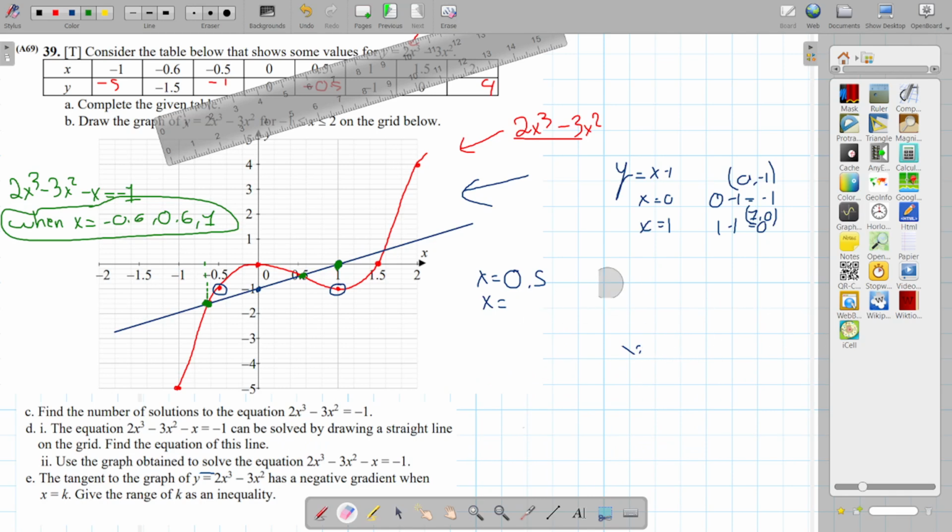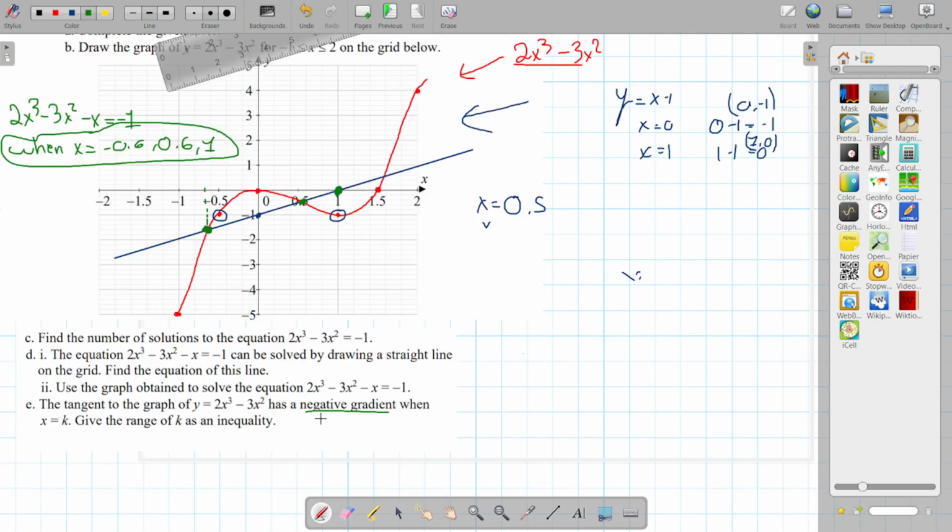The tangent to the graph of y equals 2x cubed minus 3x squared has a negative gradient when x equals k. Give the range of k as an inequality. Yeah, when they say negative gradient, let me scroll down, it means decreasing. Okay, decreasing. Negative gradient means going down.